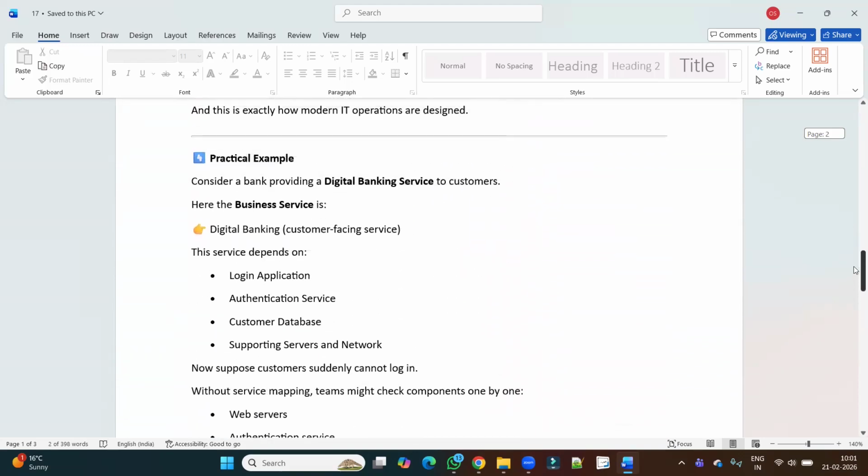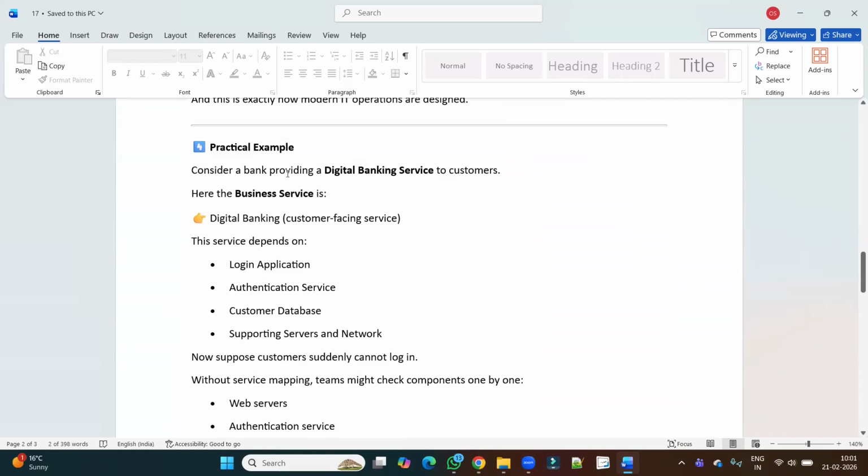So here you see a perfect example. Consider a bank providing digital banking service to customers. So what is a business service? It is the service which is exposed or utilized by customers, whether it's online banking, online shopping, or anything that is being used by customers. So here, for the banking customer, we have this particular digital banking service, which is known as a business service.